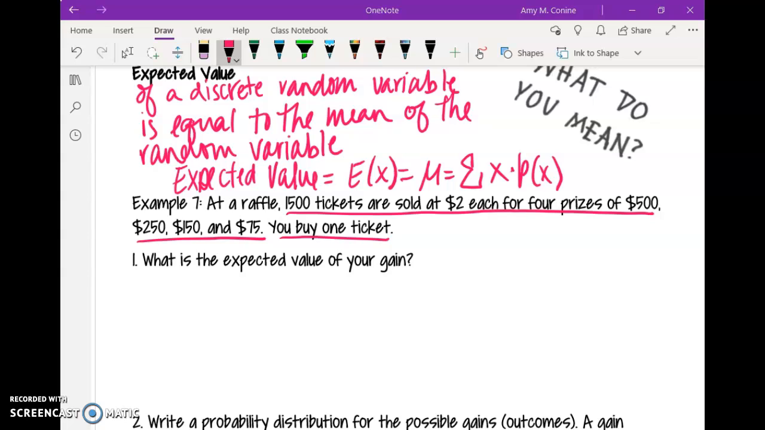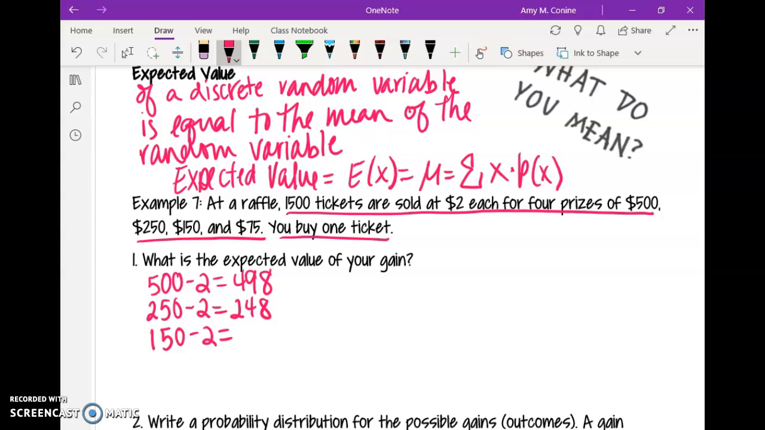All right, so for the expected value of your gain, the first thing that we're going to do is subtract our ticket amount from the amounts listed. So we're going to take 500 and subtract the $2 ticket we purchased, because we purchased 1 ticket for $2. Okay, so we get $498. So we're deducting our purchase from the possible winnings that we could have.